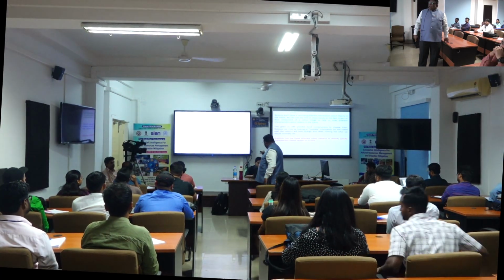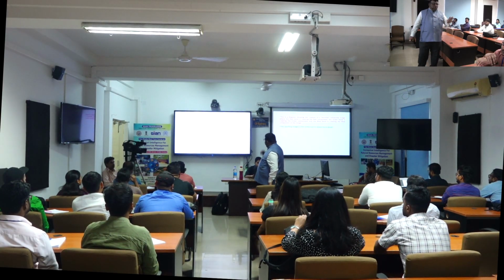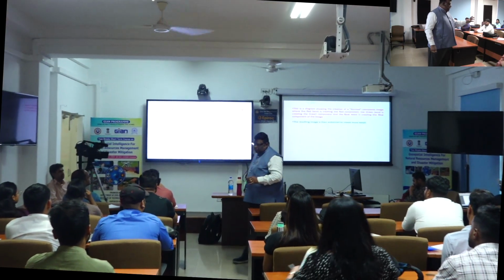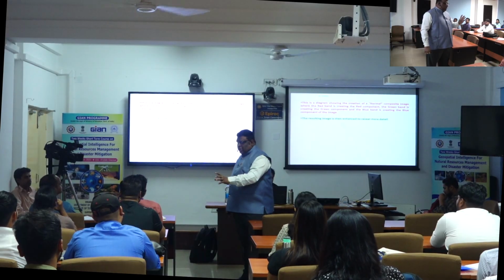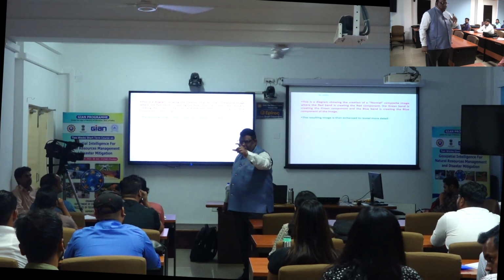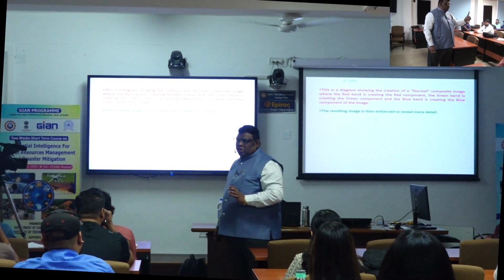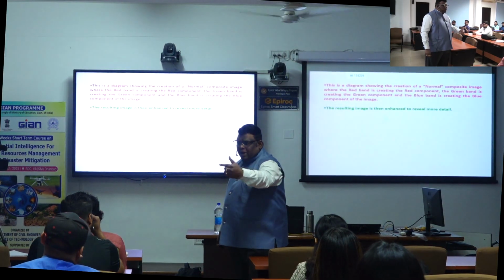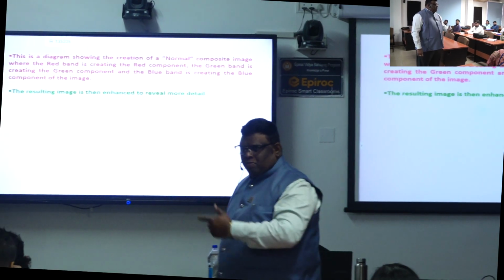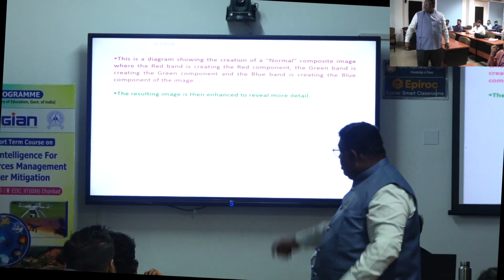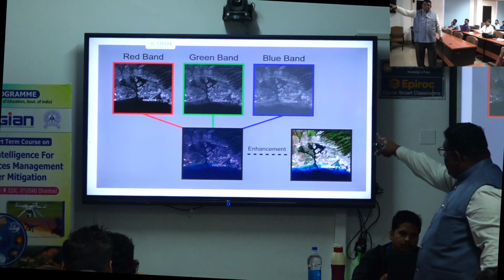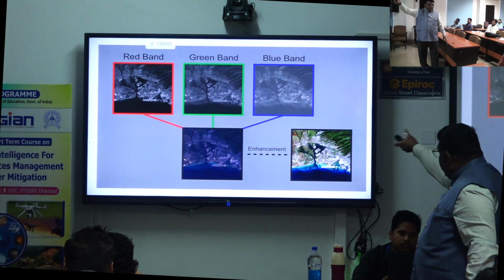Next. So this is a diagram showing the creation of a normal image. What is normal? You have 3 components, red, green and blue, that is 3 boxes. And what are the bands? Red, green, blue. The first one is ideal: red band in the red, green band in the green, blue band in the blue component. It is normal. How will the colors be? You can see. Yes, red in the red. Whatever I have written on the top, that is the band.